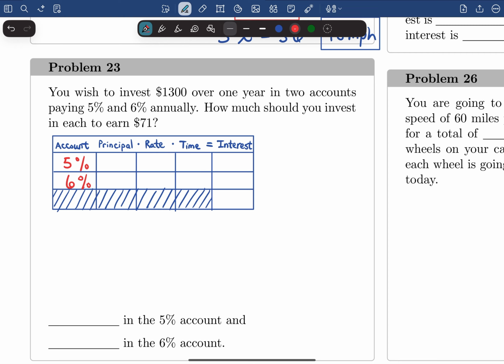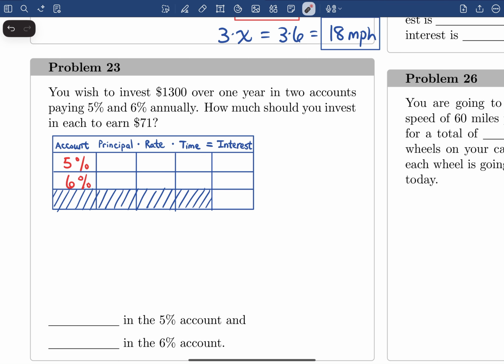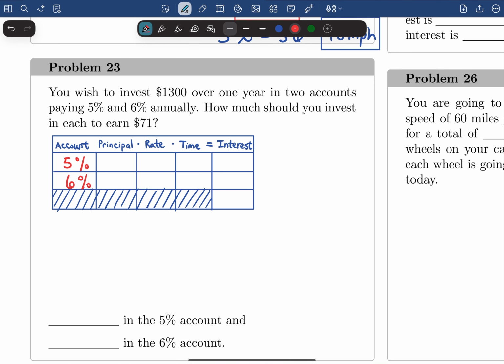Now, you're going to invest $1,300 total into these 2 accounts, right? And you don't know how much to put in each one to earn the total interest of $71. So this is the thing that's variable. But you do know that if you put X amount into the 5% account, then the amount that will go into the 6% account is the total minus X, right?